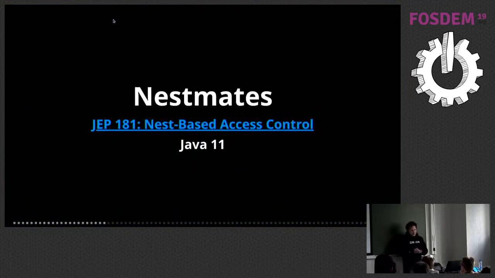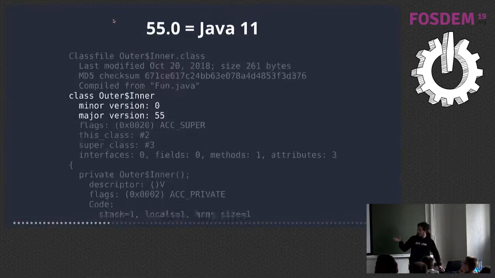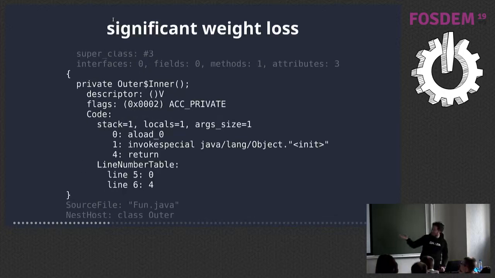Thank God, all this changed in Java 11. In Java 11, we got nestmates. We got nest-based access control, so all this crap which was introduced a long time ago could be removed. If we look at exactly the same source code, but this time compiled with Java 11 for bytecode version 55, we will see that there is a loss in weight. There is no more generated constructor, we have only our private constructor, and that's basically it.